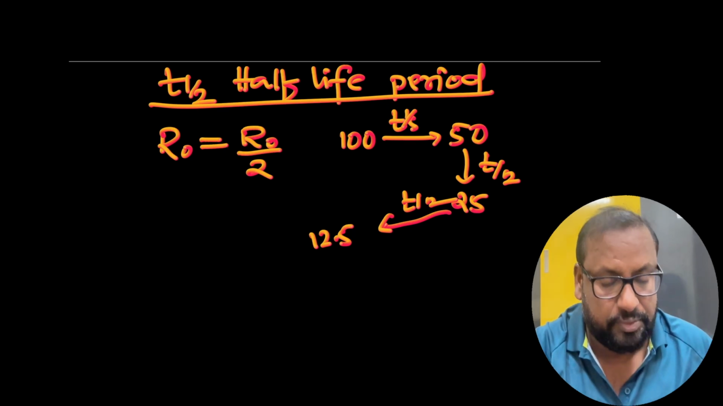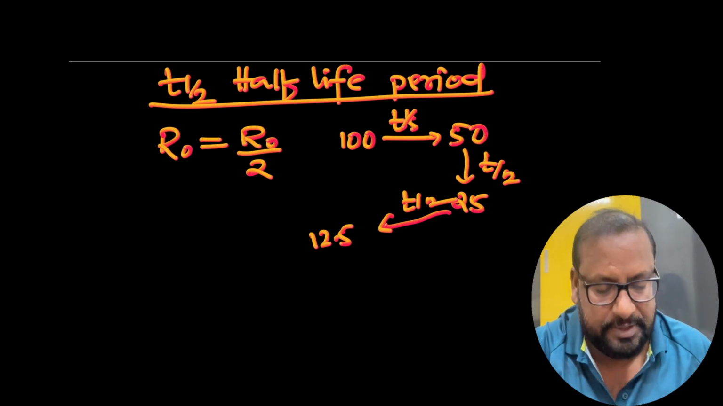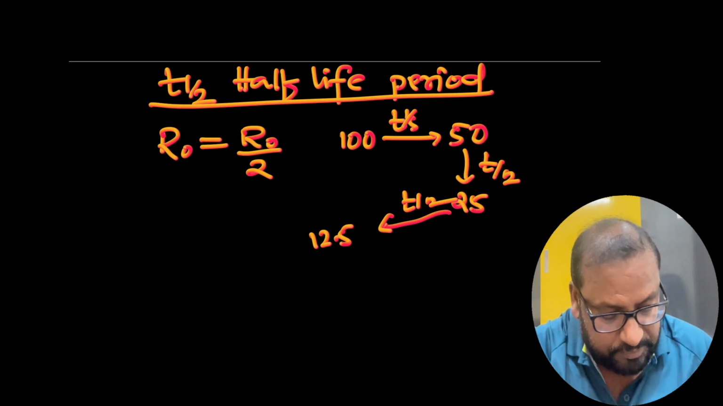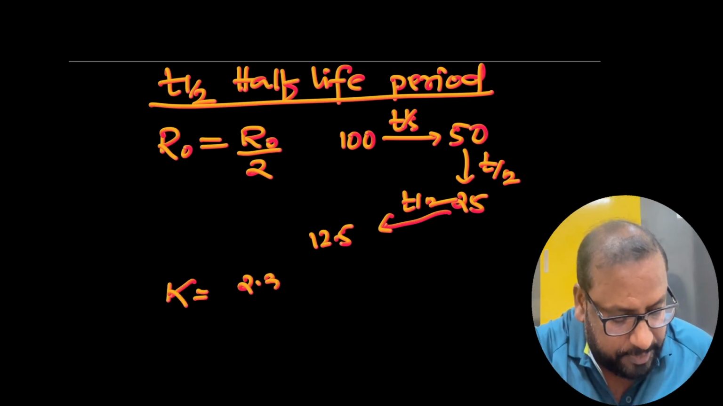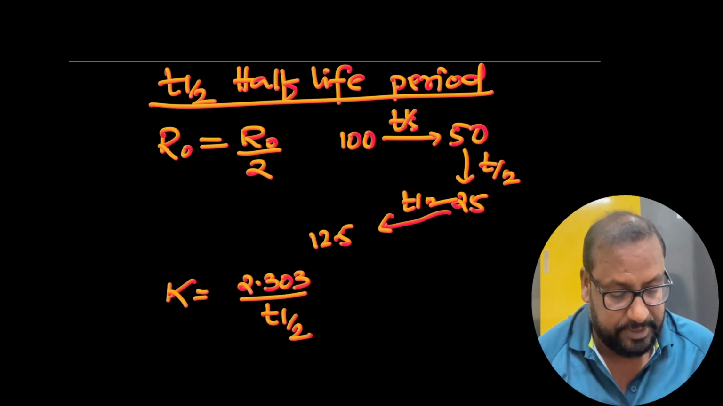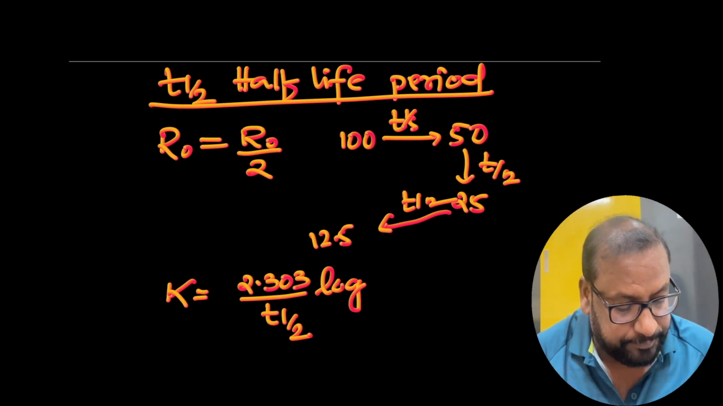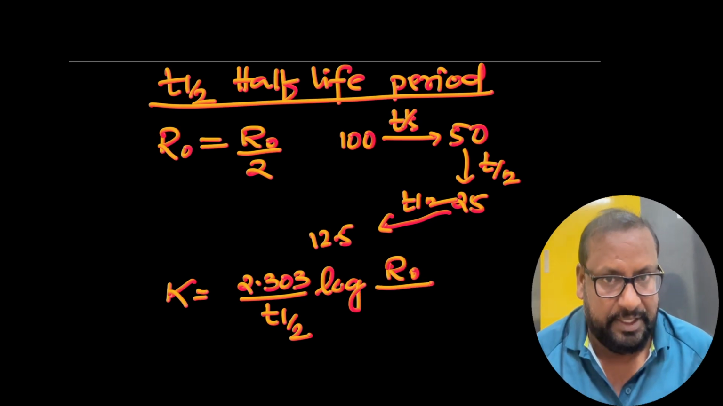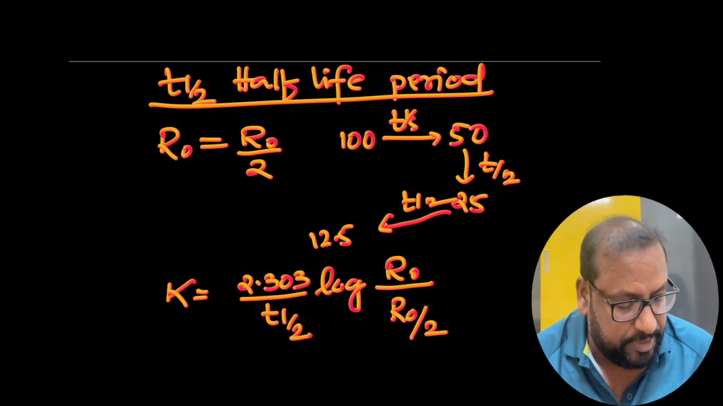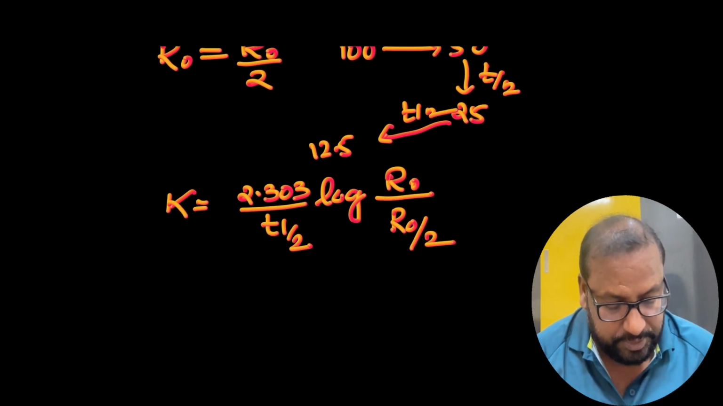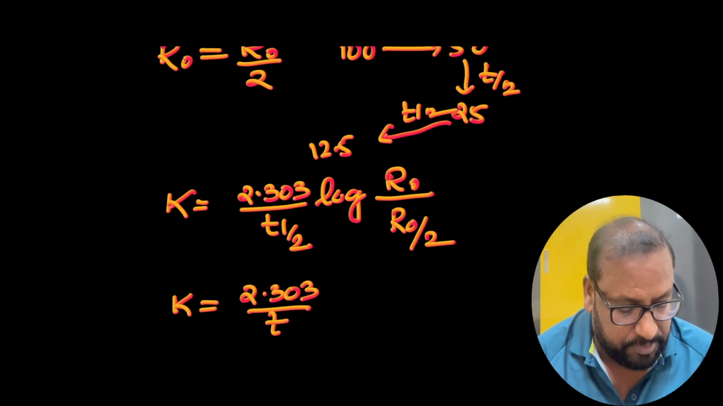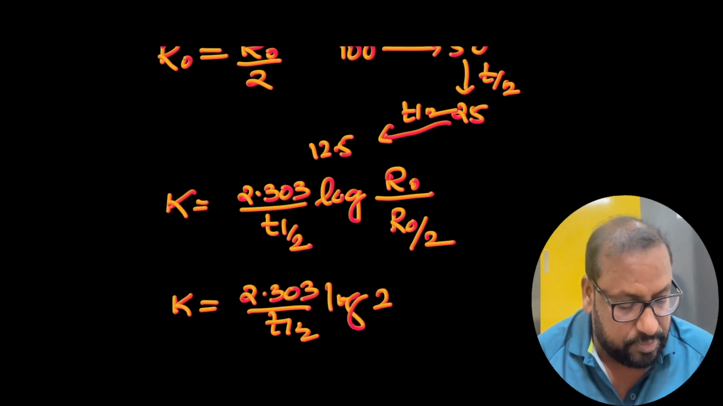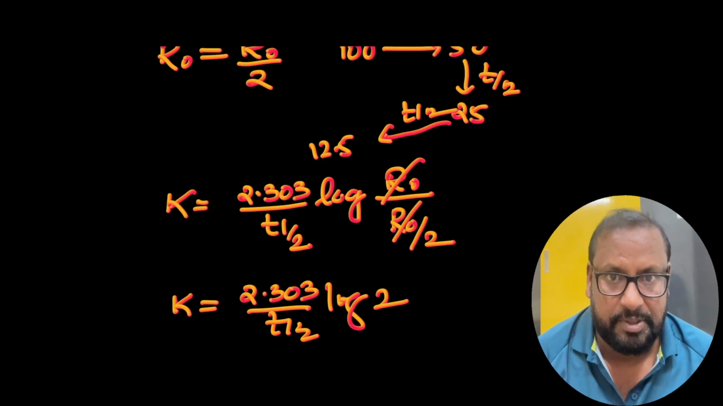Right? So we also do the numericals based on this way of doing it, but we'll substitute these values here. So we got k equals 2.303 over t half, times log. So here is the R0, and the final concentration is going to be R0 by 2. So this turns out to be log 2, because R0 gets cancelled, 2 goes up.